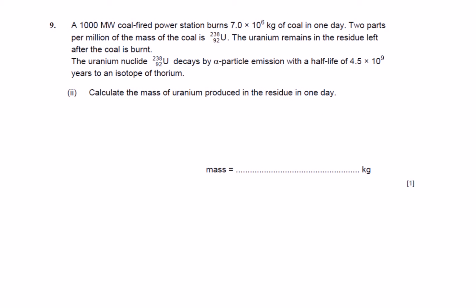Now on to part 2. Here we've got to calculate the mass of the uranium produced in the residue in one day. The important part here is 2 parts per million of the mass of the coal is our uranium-238. So 2 parts per million is 2 times 10 to the minus 6 of our total mass. If we multiply that by the mass of coal we're burning per day, that will come out as being 14 kilograms.